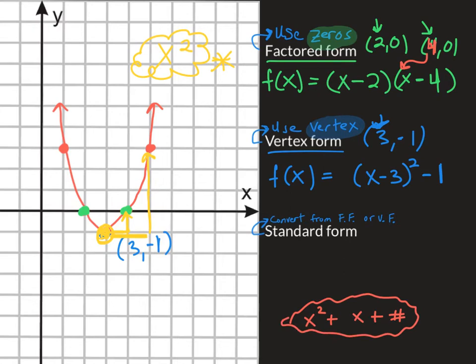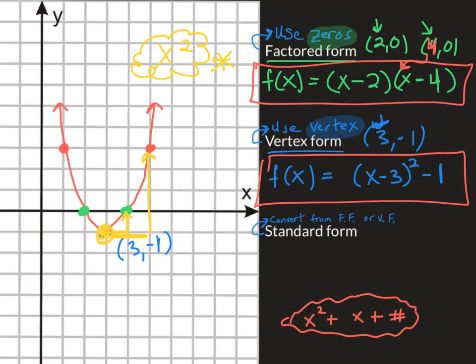Now this is hard to come up with. We don't really have a method for coming up with standard form directly. However, what we do have is we already have our factored form that's done. We already have our vertex form, that's done. And guess what? These two things are actually the same. So they both represent this same parabola here.